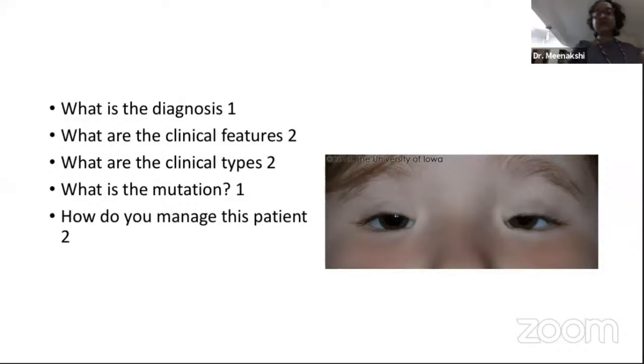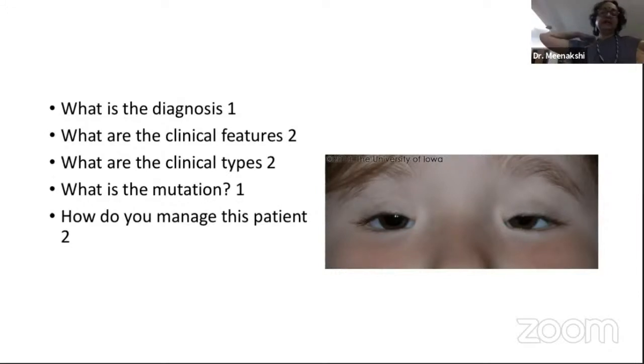What are the clinical types? Ma'am, they are basically three types. And one which is associated with the epicanthus, telecanthus, and... Okay. If you're not very sure, move on.